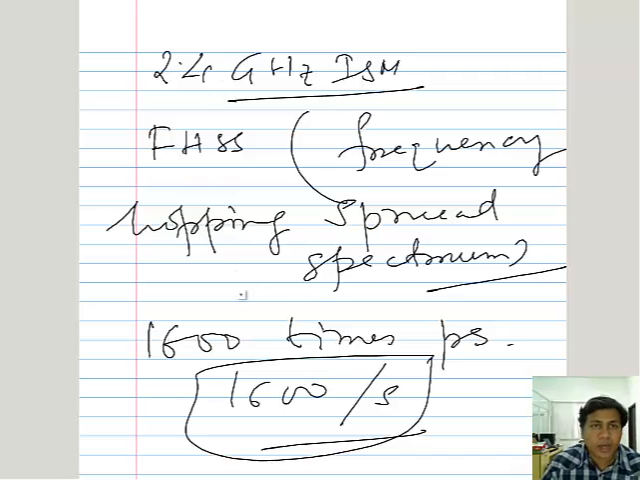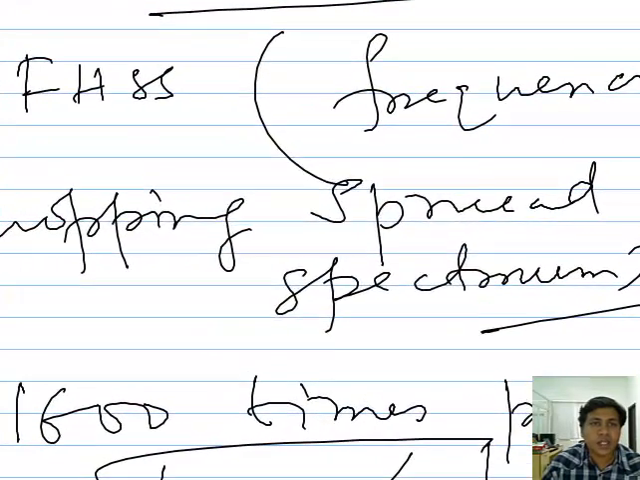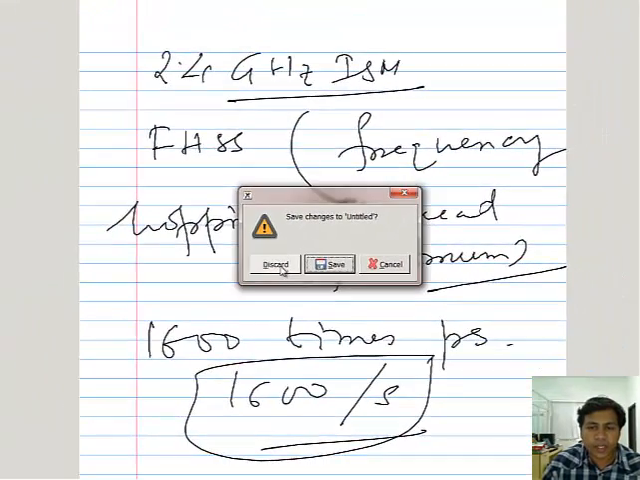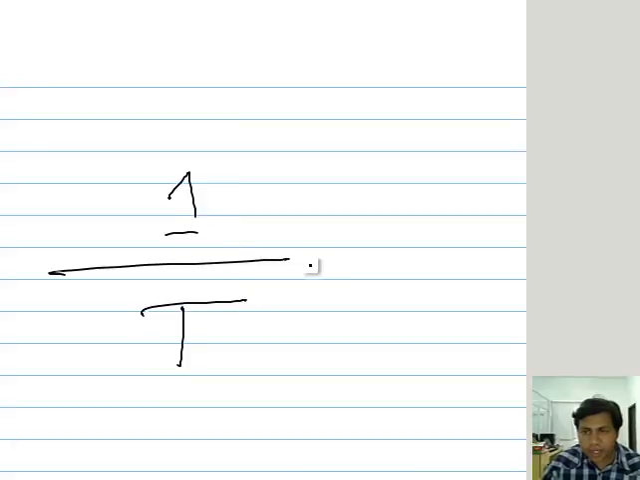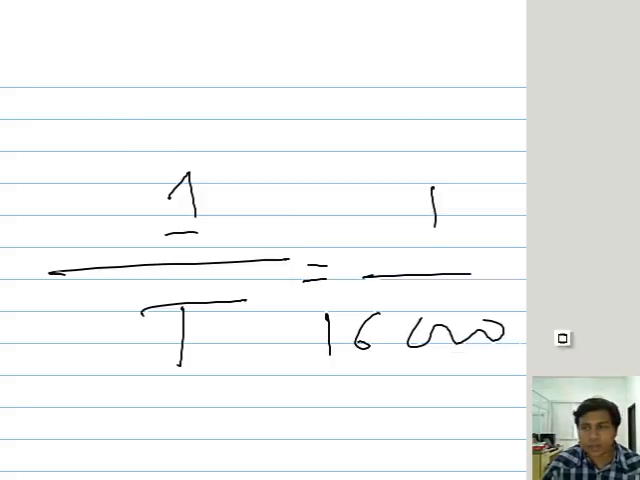If you calculate this, let's understand this in detail. We can get the frequency: frequency is 1 by t. Now the hop rate is 1600, so 1 by 1600, sorry, let's erase one more 0.